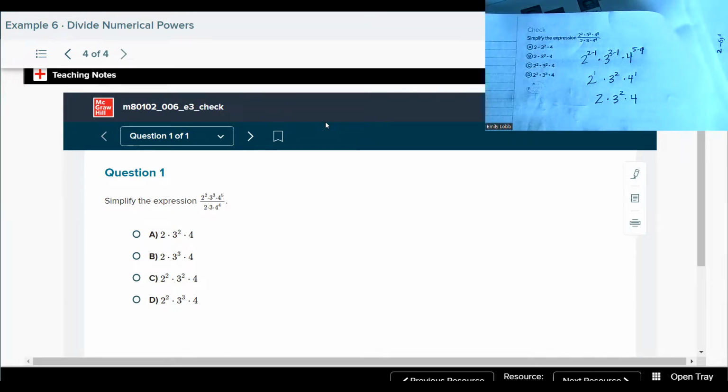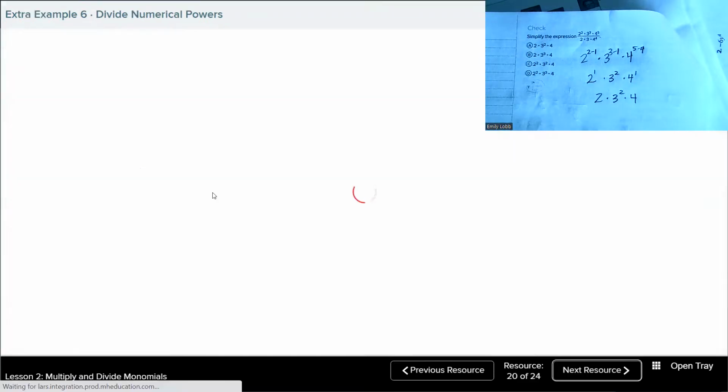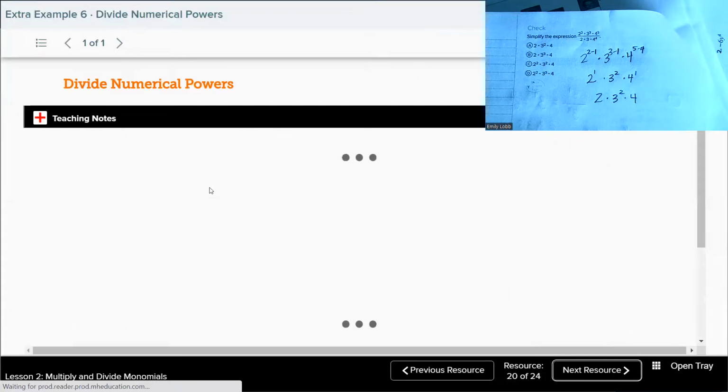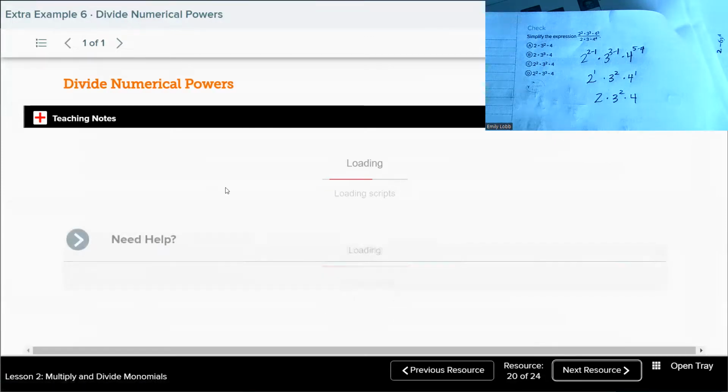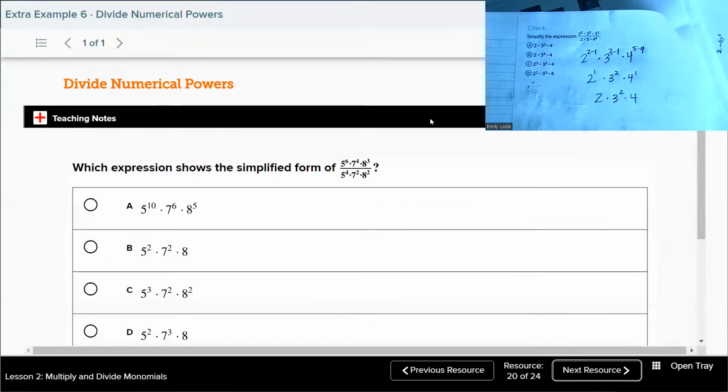So what did you get for your answer? Hopefully you got letter A. If you didn't, make sure you fix it and show why. I'm hoping there's an extra check here. Yes. So you're going to have to write this one out, right? Because it's not in your packet.